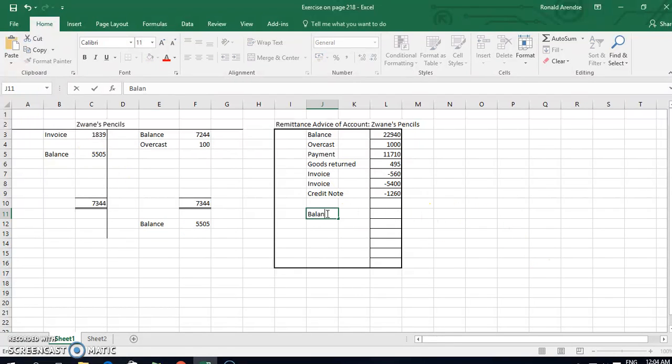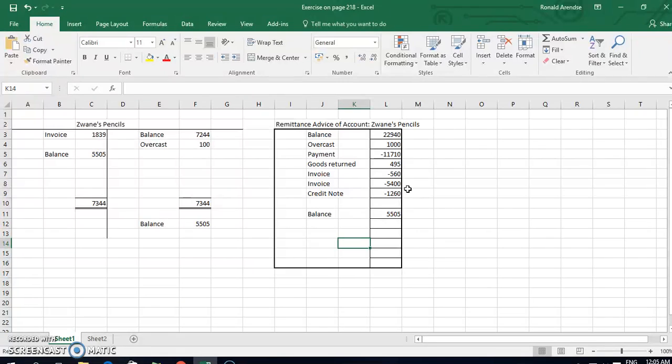And now we have to balance the statement. So again, we just auto sum. So you can see I made a mistake there. I didn't put the payment within brackets. So if we auto sum that, we total that up, subtract what needs to be subtracted, add what needs to be added, then you can see my account balance as well as my remittance advice reconciles.